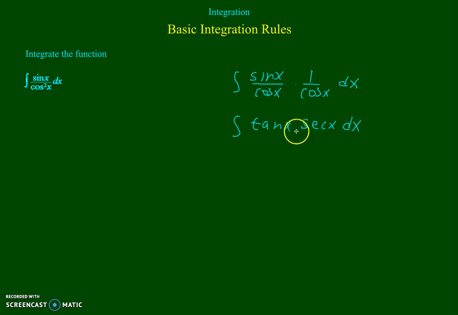So what we need to think about is what function has a derivative equal to secant tangent? Well, that would be secant. The derivative of secant is secant tangent. Therefore, the integral of secant tangent is simply secant.